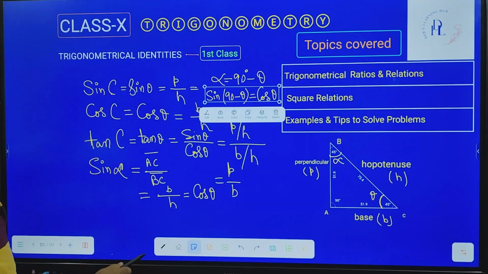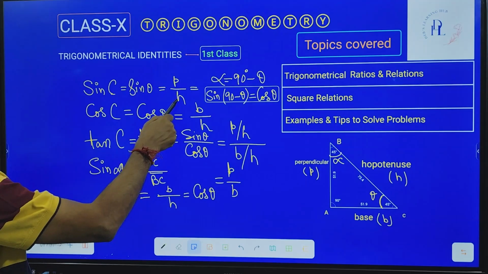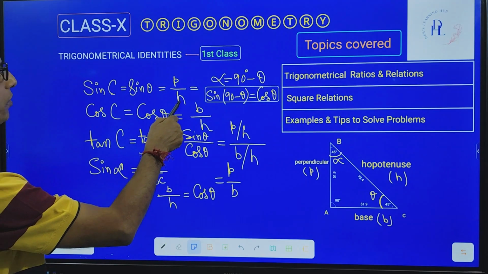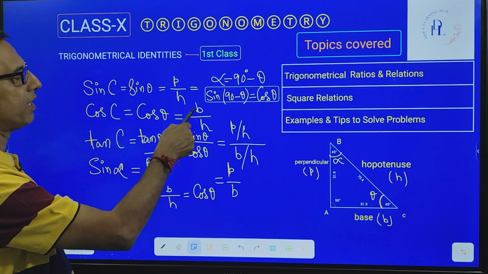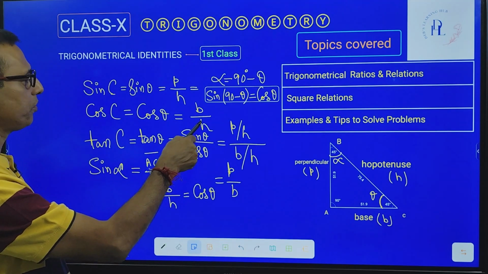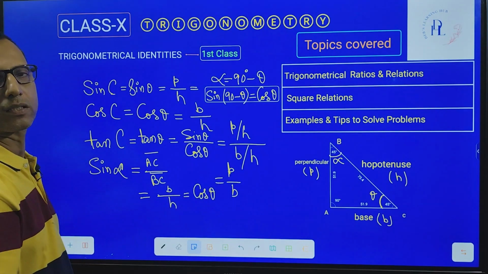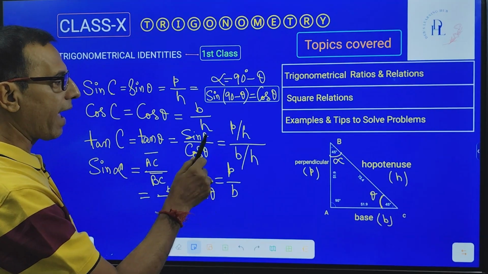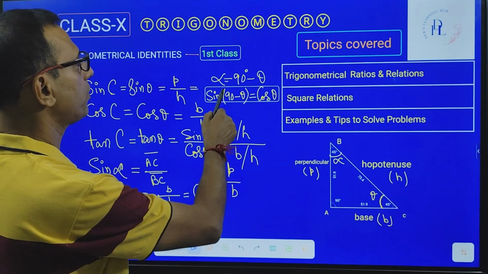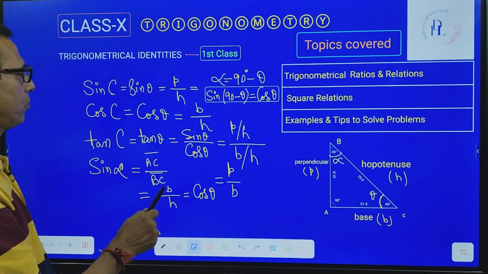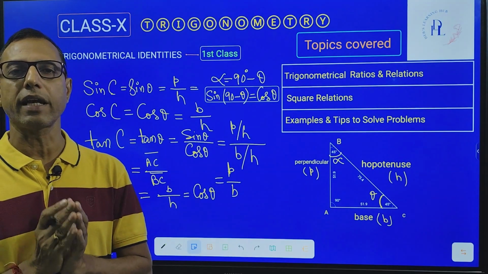So sine C, or sine theta, equals perpendicular by hypotenuse, P for perpendicular, H for hypotenuse. Cos C or cos theta equals base by hypotenuse, B for base and H for hypotenuse. And tan C, we have seen, is perpendicular by base, where the angle theta is the angle between hypotenuse and base. So what you can understand from here, there are two things you have understood. What is trigonometrical ratio sin theta, cos theta, tan theta?